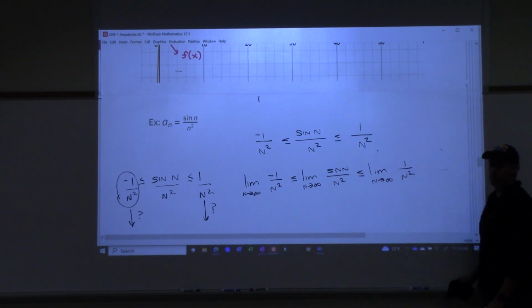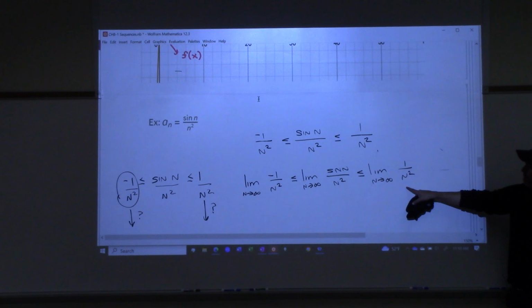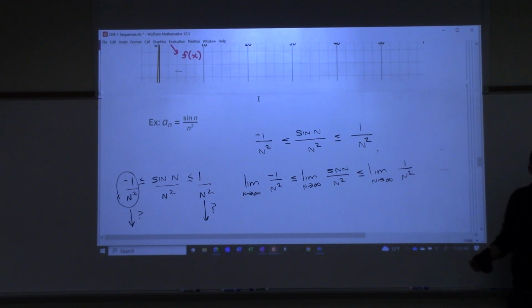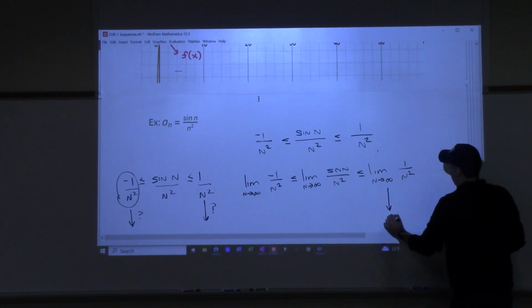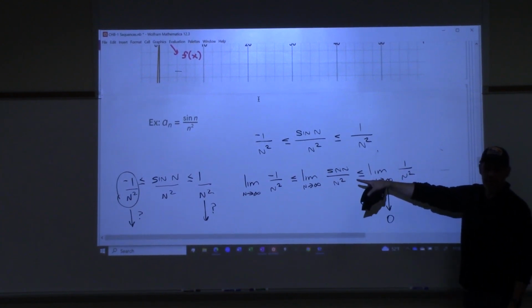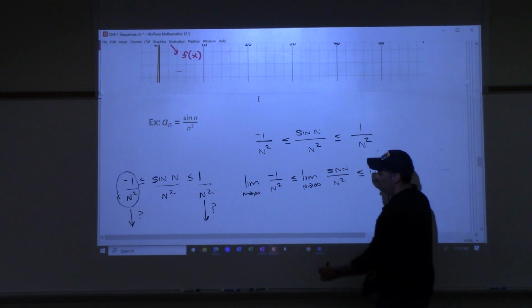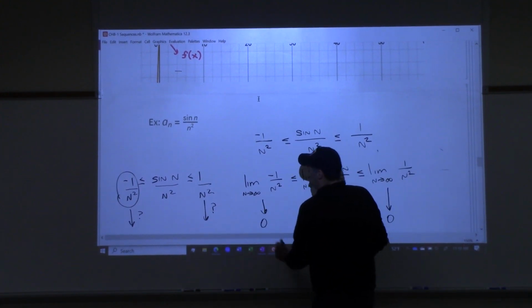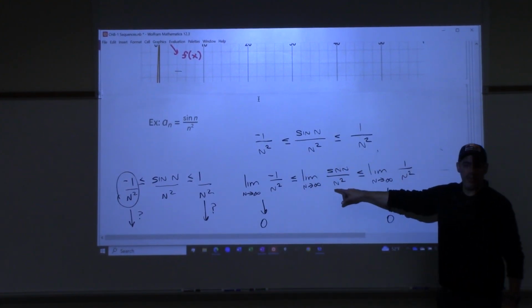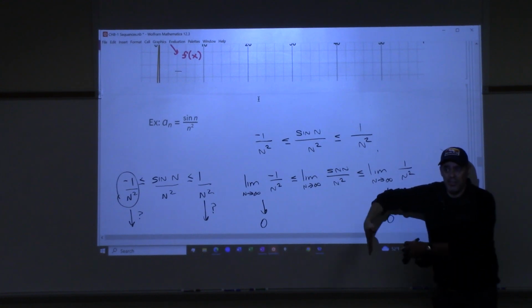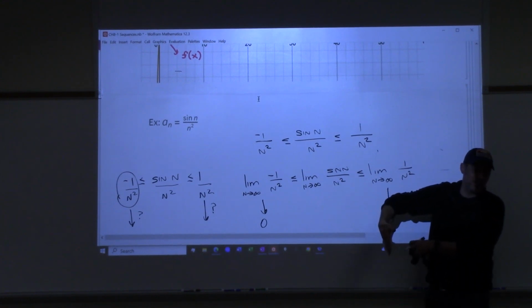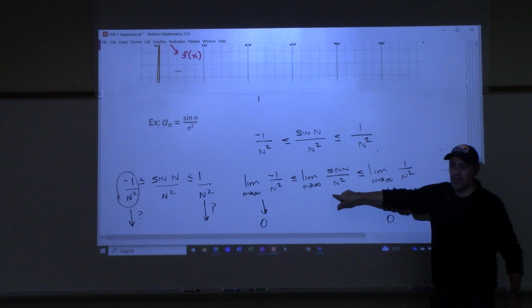And luckily for us, this heads to where? 0, right? 1 over infinity, a fixed number over something that gets huge, should go to 0. And I really hope the other one on the other side goes to 0 as well. Does it? Yeah, that goes to 0 as well. And so if these two go to 0, then that limit must also go between 0 and 0, and the only number between 0 and 0 is 0. So that one must go to 0.